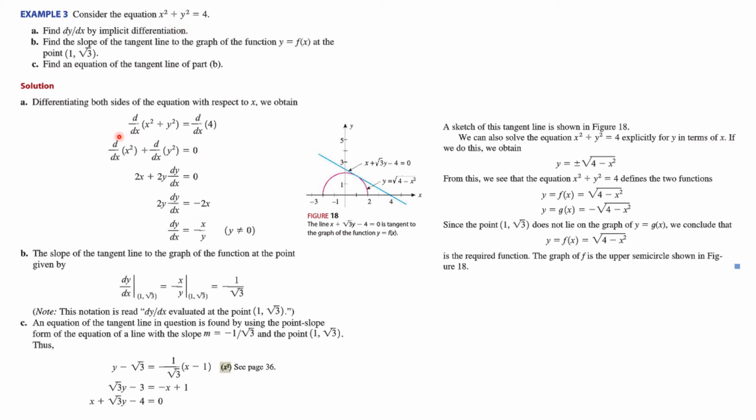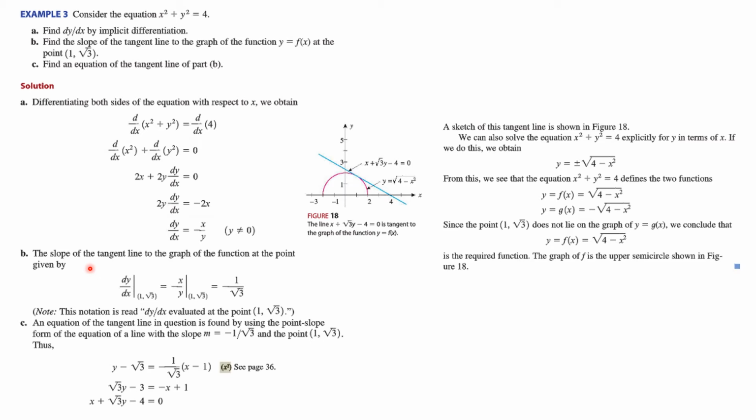So we take the derivative of this side, so it's the derivative of this, plus the derivative of this, and the derivative of 4, that's a constant, is 0. So this derivative is going to be 2x. This derivative is 2y dy/dx. So I can solve for dy/dx, and I get dy/dx is equal to minus x over y. And that is not defined for y equal to 0.